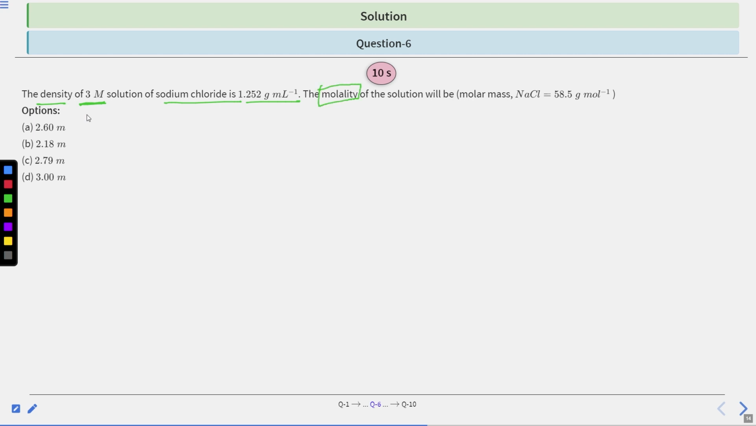Here, there's a difference. Molarity is given and molality we have to find out. So molar mass for the sodium chloride is given as 58.5 gram per mole, which we have to use in the solution. And the options are 2.6 molar, 2.18 molar, 2.79 molar, or 3 molar. So small m is for molality. And you have 10 seconds to solve this question. After that, we will see the answer.